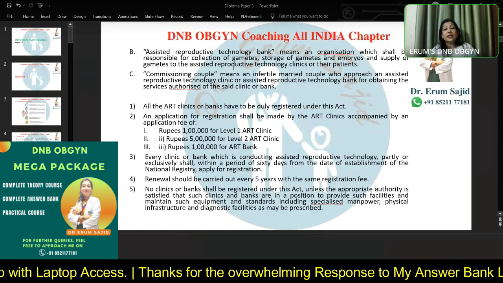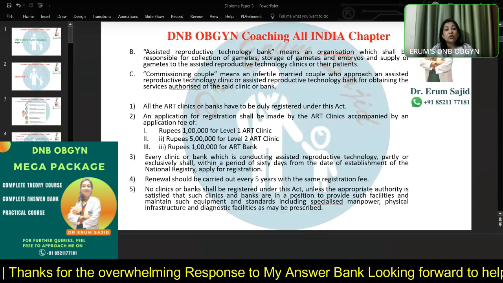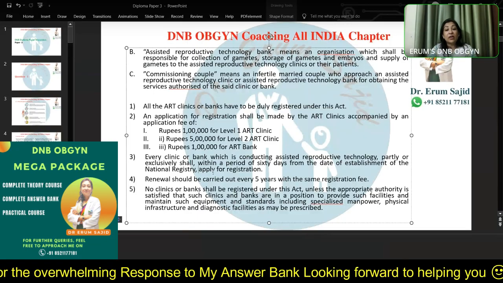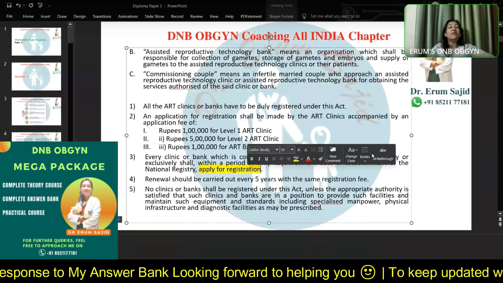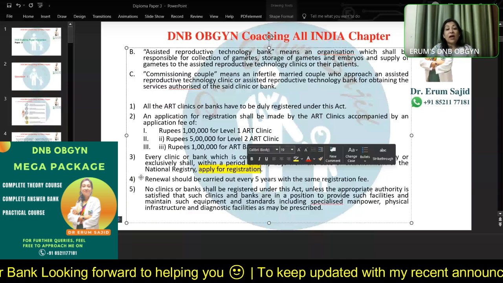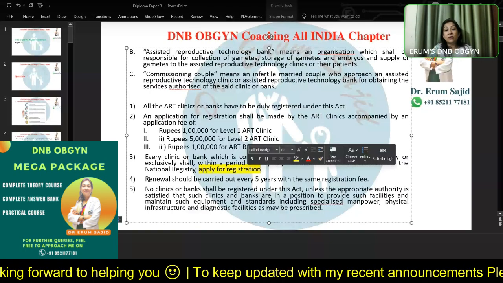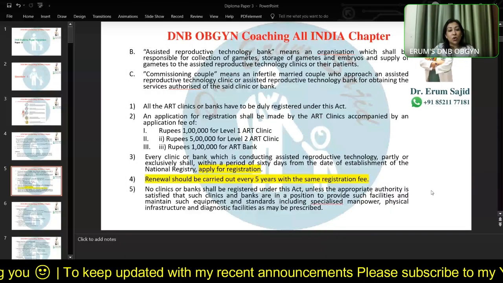Every clinic or bank which is conducting ART should apply for registration within a period of 60 days from the date of establishment. That's very important. Unless and until this is registered, it does not have any say in our country. Renewal is also very important. You have to renew every 5 years. Every time you're renewing, this paperwork gets scrutinized all over again.